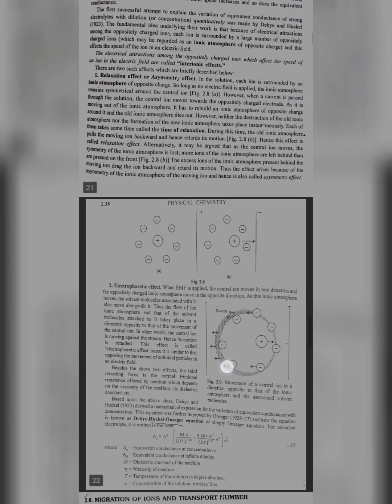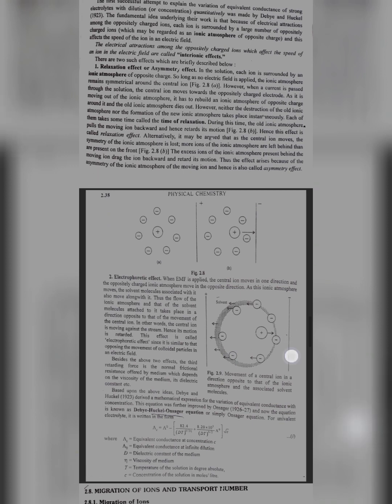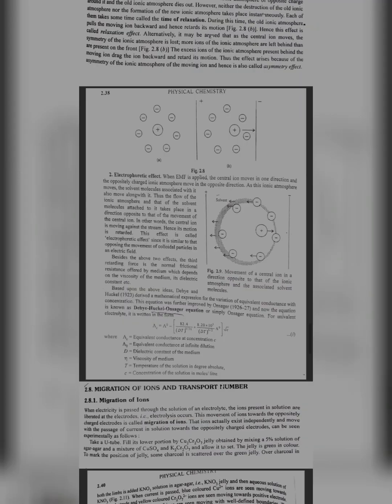Now, the electrophoretic effect. When EMF is applied, the central ion moves in one direction and the oppositely charged ionic atmosphere moves in the opposite direction. As the ionic atmosphere moves, the solvent molecules associated with it also move along with it. Thus, the flow of the ionic atmosphere and the solvent molecules attached to it takes place in a direction opposite to that of the movement of the central ion. This effect is called the electrophoretic effect since it is similar to the movement of colloidal particles in an electric field.